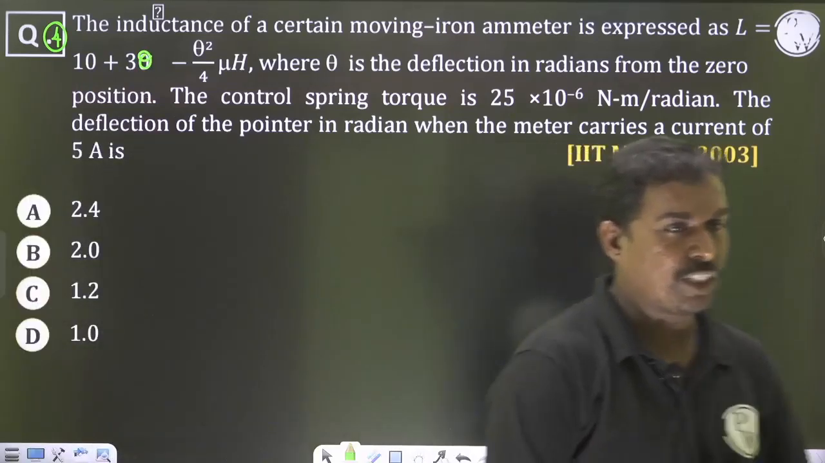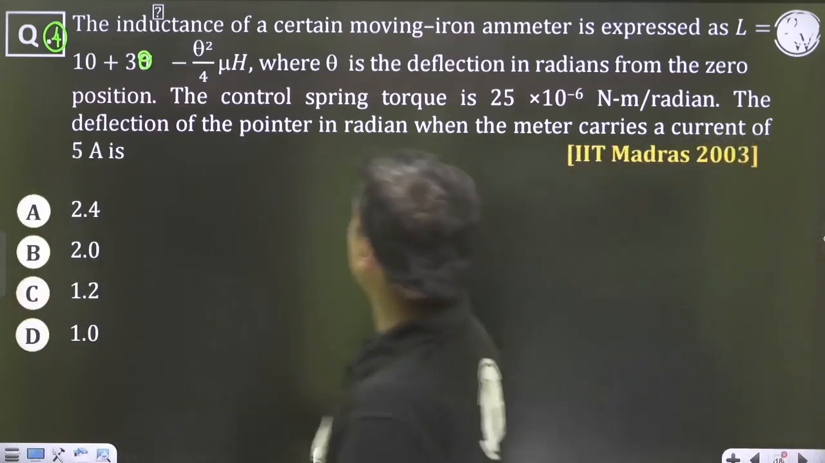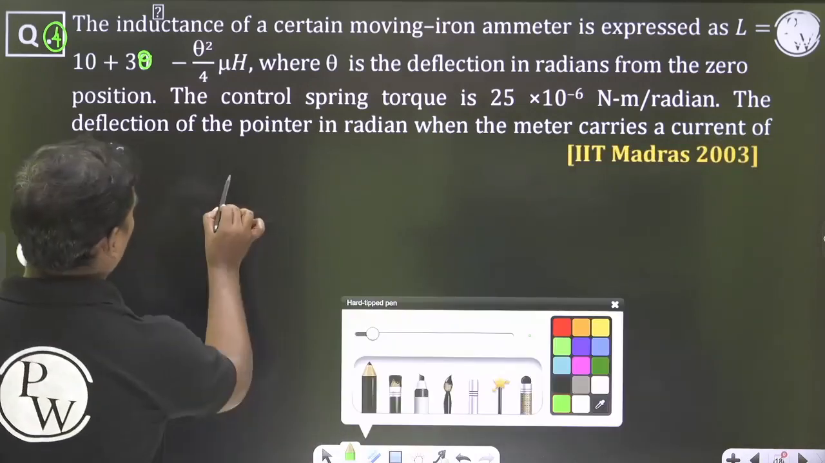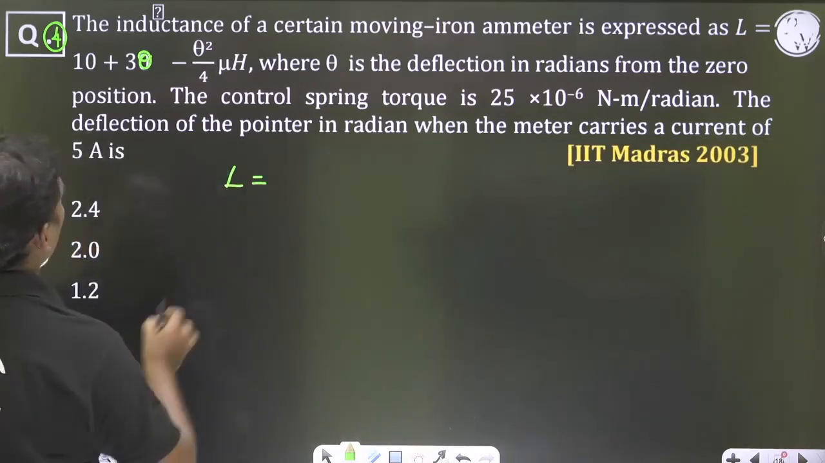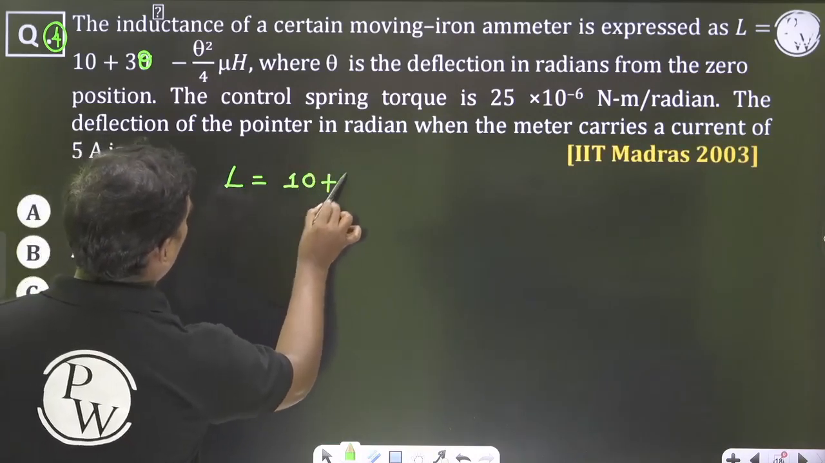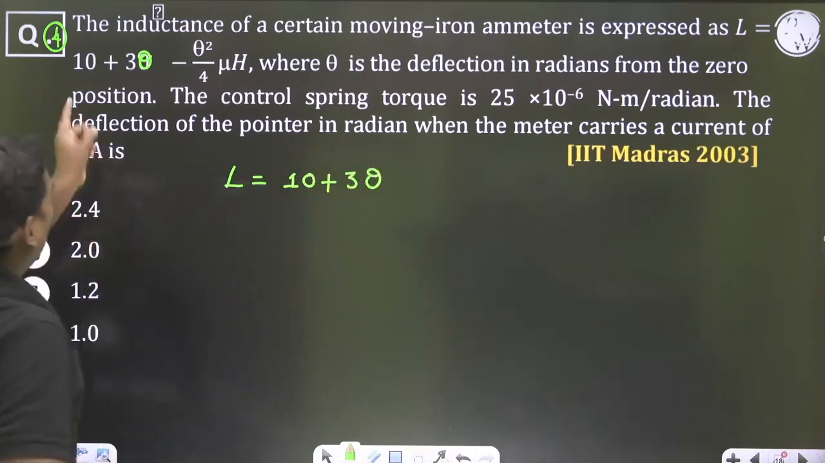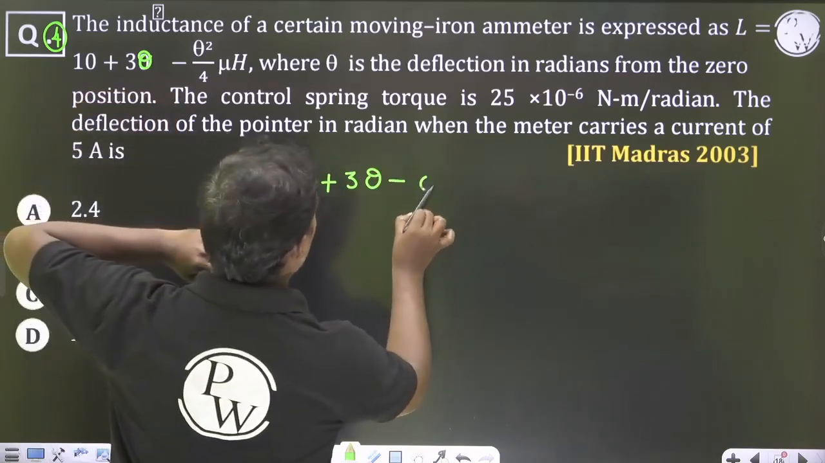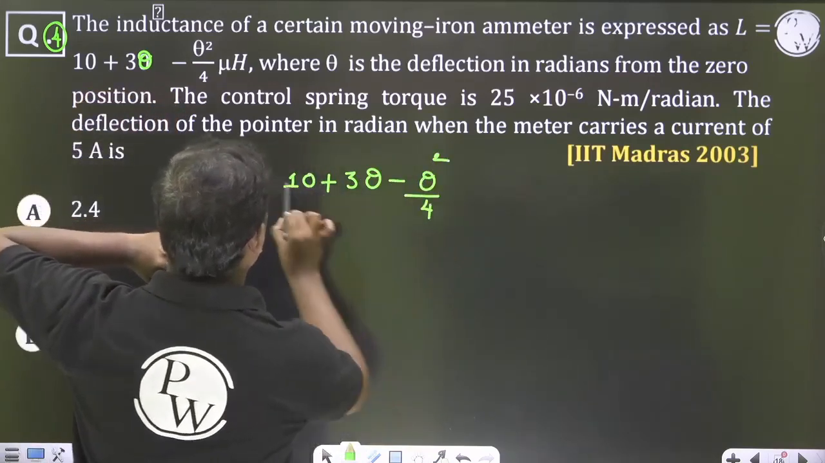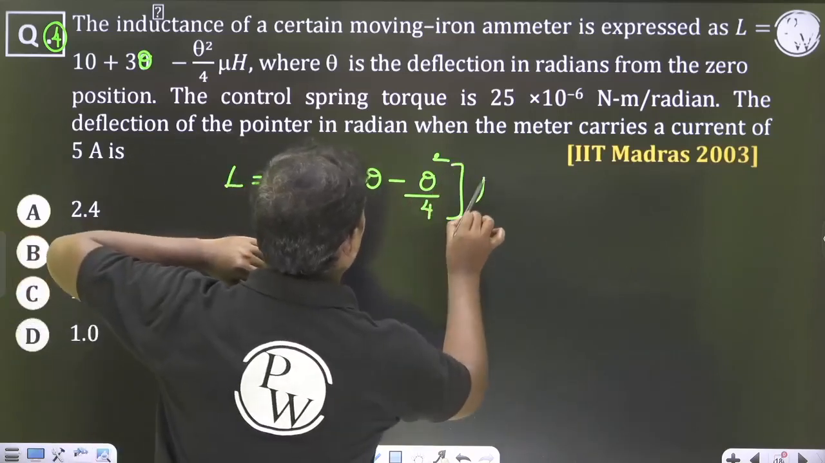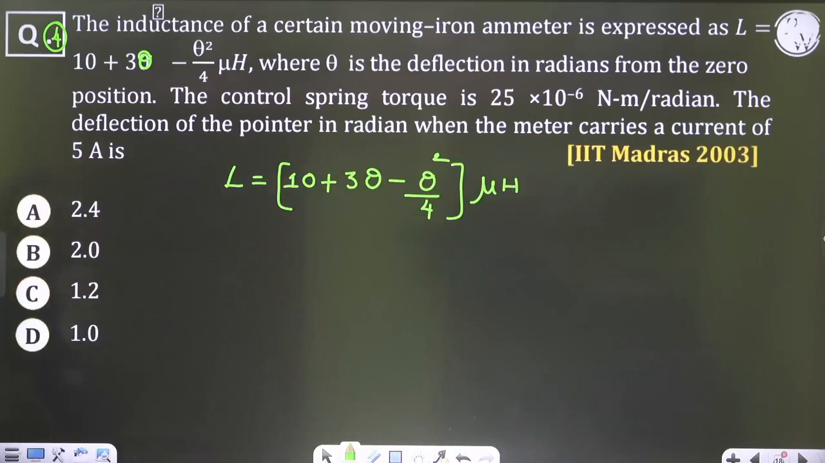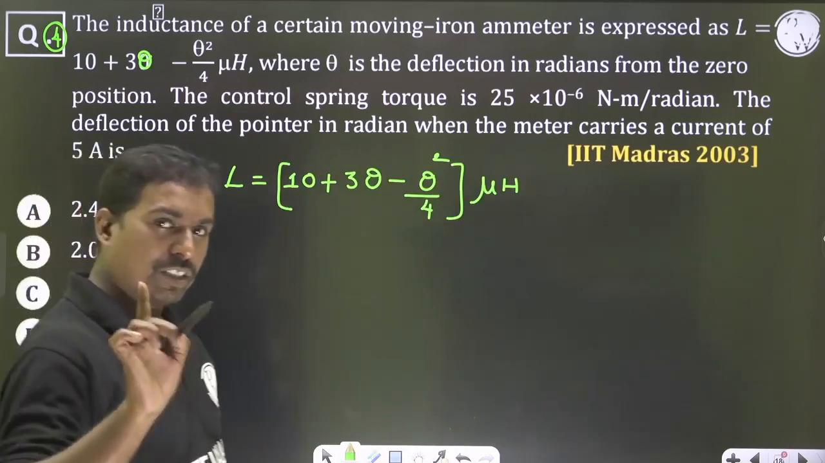The inductance of a certain moving iron ammeter is expressed as L equals 10 plus 3 theta minus theta square by 4 microhenry. 10 plus 30 cannot be given, that is a printing mistake. Remember, theta is the deflection in radians.